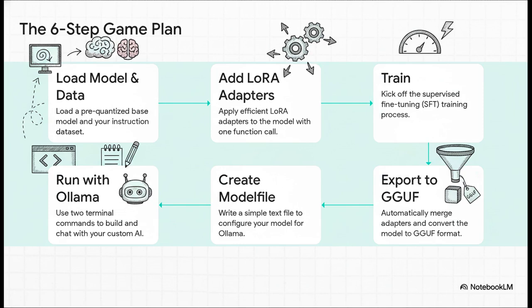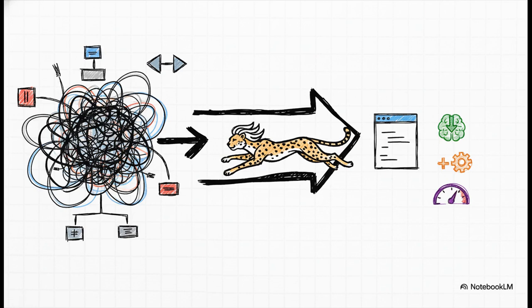So here's our 6-step plan. We're going to load our model and data, add those efficient LoRA adapters, train it, export it to a special format called GGUF, create a simple little config file, and then run it with Ollama. Now, it might sound like a lot of steps, but you are about to see just how simple this has all become.